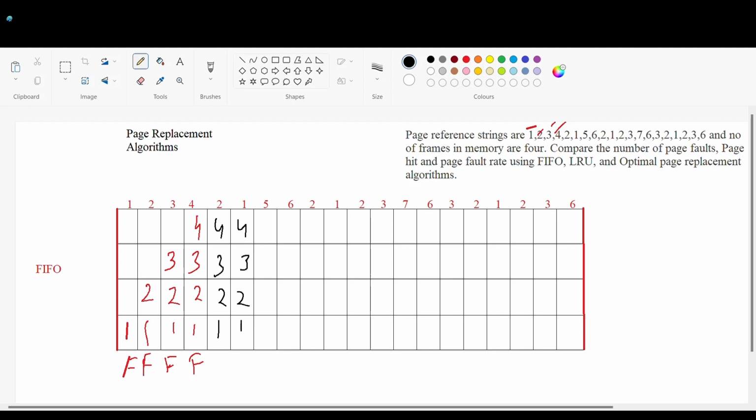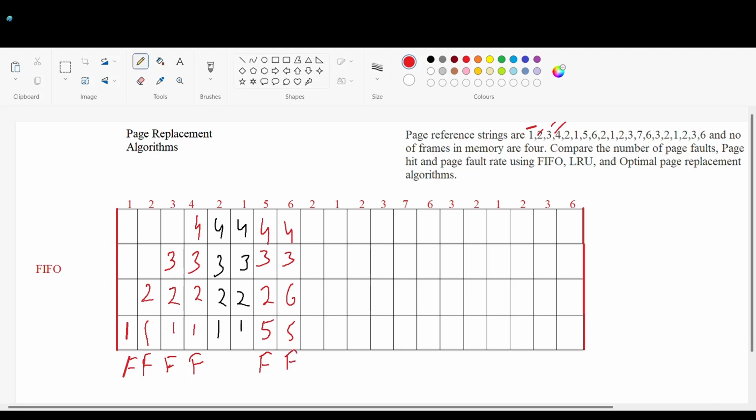Now 5. Which page should be replaced? Which page is the oldest one up to here? 1 is the oldest one, so 1 will be replaced by 5, right? The other pages stay the same, 2 3 4. This is also a page fault. Now 6, which page should be replaced? 2 is the oldest one, so 2 will be replaced by 6. So 6 5 3 and 4. This is also a page fault.